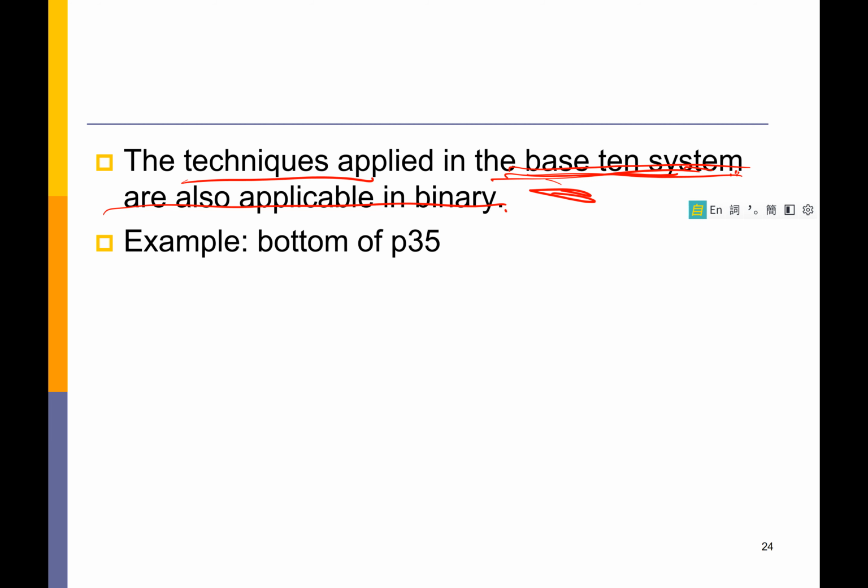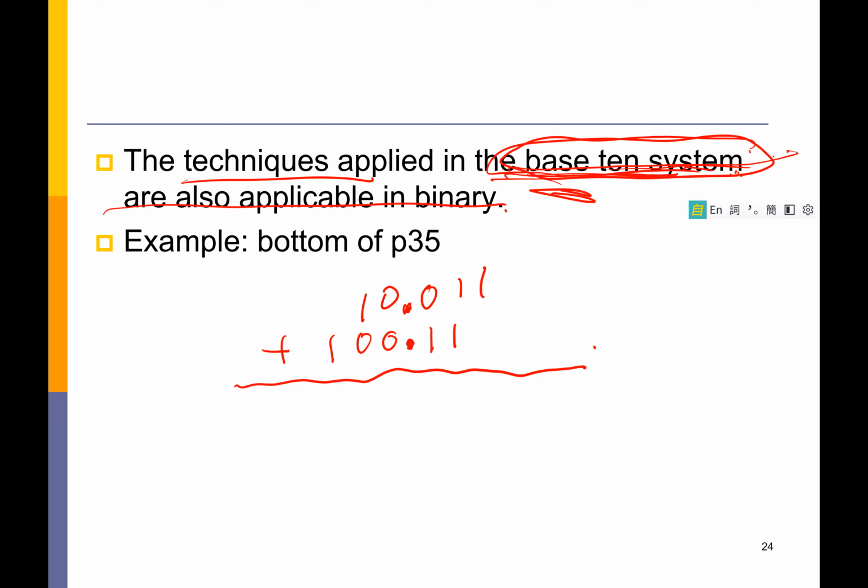The example is 10.011 and 100.11. We want to sum them up. This point, in English, we call the binary point. If you want to sum two binary numbers, you have to line up the decimal point, just like in the decimal system. You have to line up the decimal point before you do the addition.